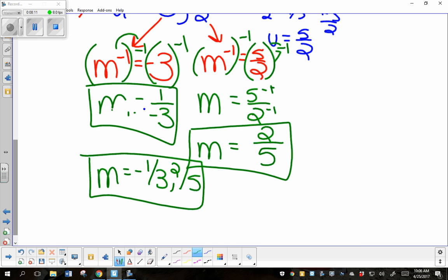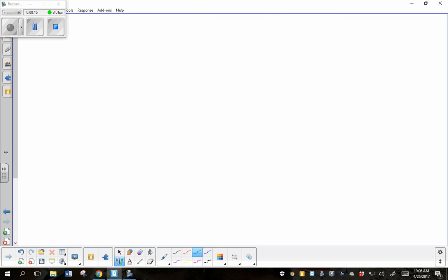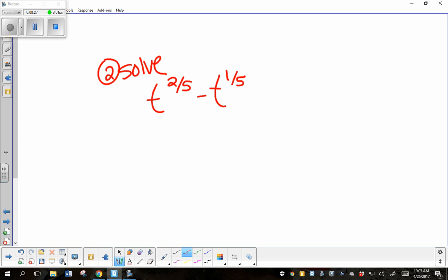Okay, ready for another one? Similar? All right, here's our second out of 3. We need to solve t to the 2/5 minus t to the 1/5 minus 2 equals 0. Again, don't say it out loud, but think about what you would make u equal.